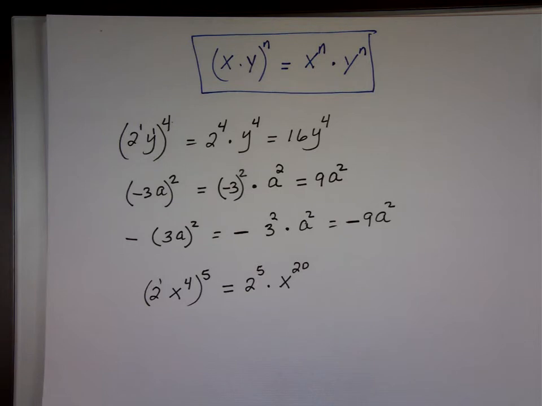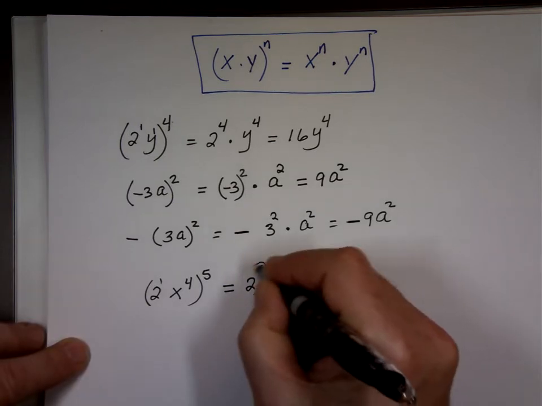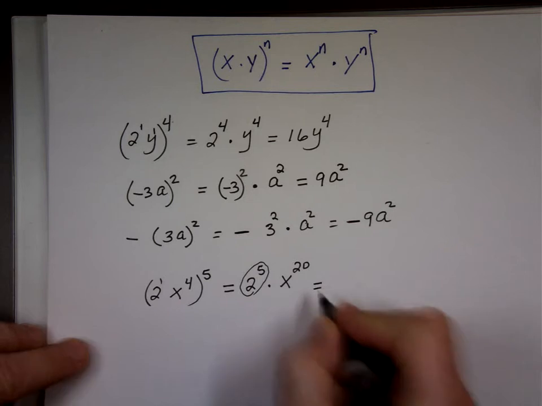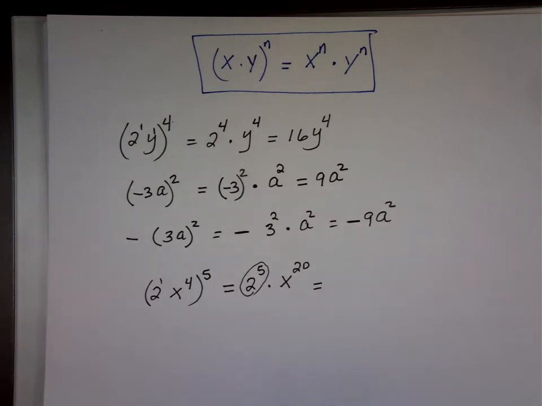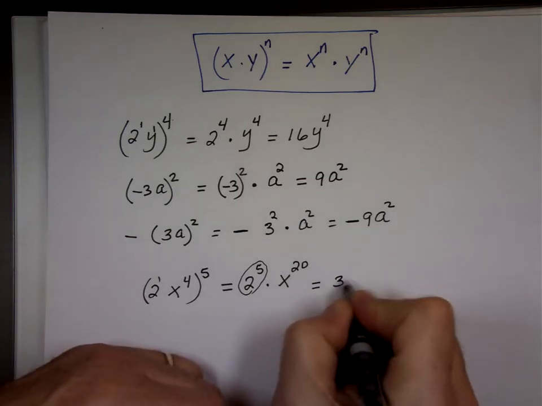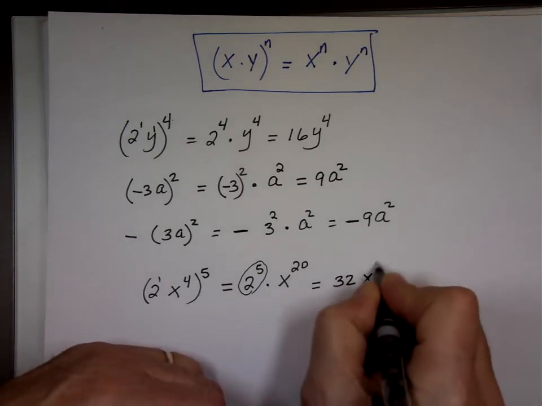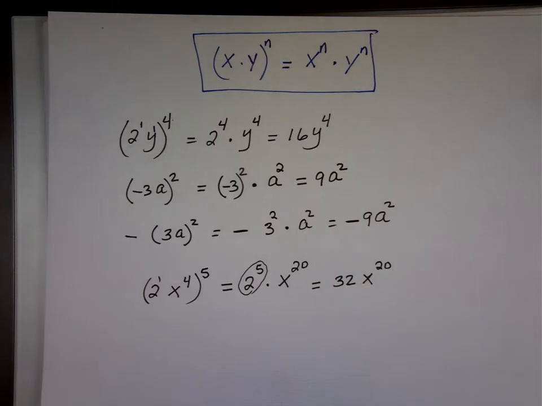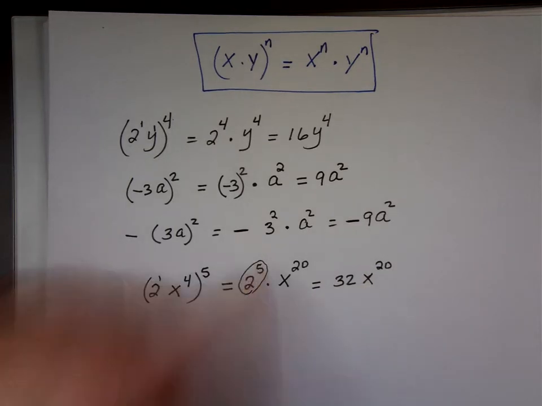So now, figure out the answer to this one. What is 2 to the 5th? That's 2 times 2, how many times? 5 times. 2 times 2 is 4. Times 2 is 8. 8 times 2 is 16. 16 times 2 is 32. 32x to the 20th. So don't leave it as 2 to the 5th. They expect you to do that.